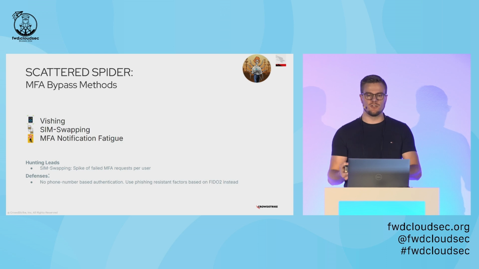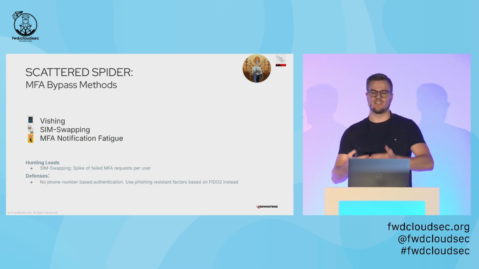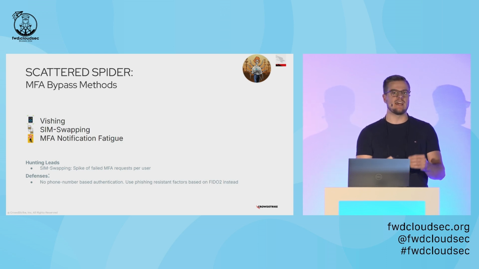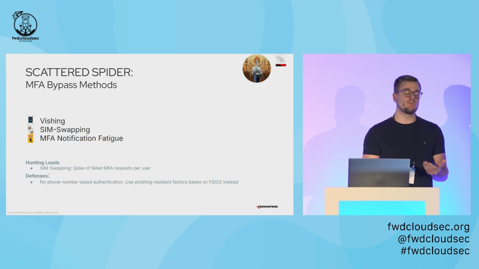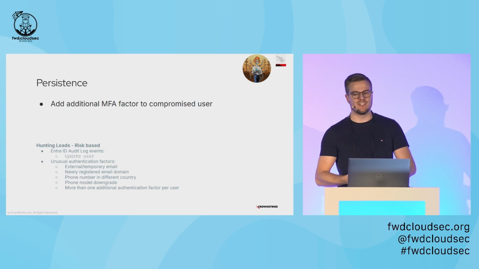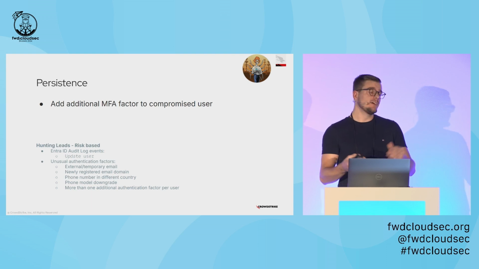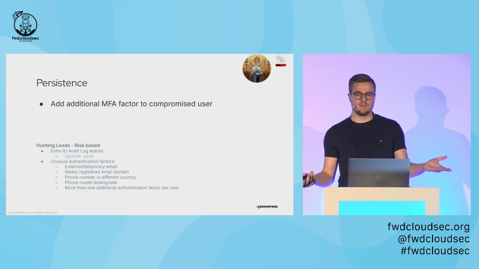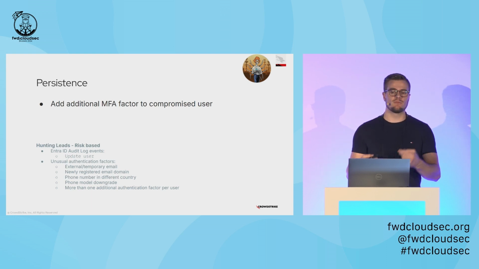Once Scattered controls an identity, and in the majority of cases, in our concrete case, this means they control an Entra ID identity, the next objective is to maintain access. To this end, they add additional authentication factors, nothing too surprising. Next, they want to escalate privileges, but for this, they need to compromise users with higher privileges. To find those users, they need to start their discovery.